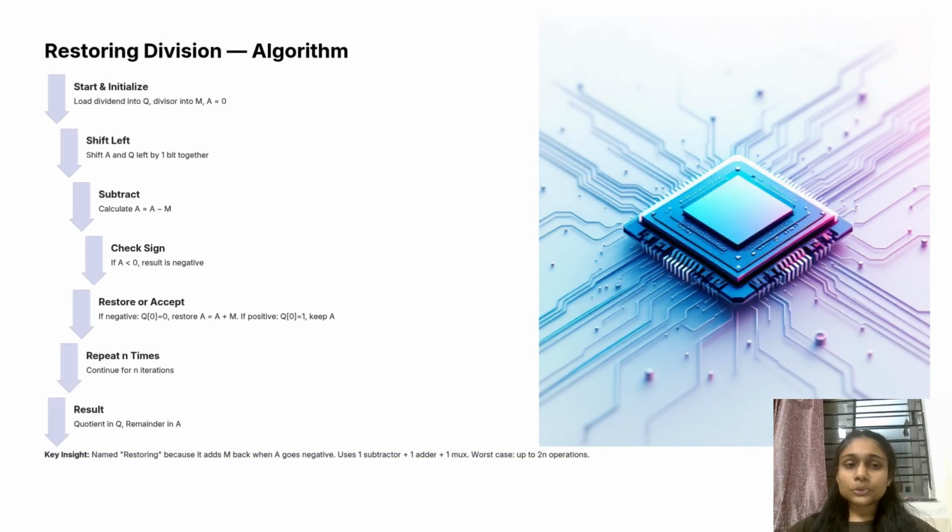So now let's move to the restoring division and its algorithm. Restoring division works on repeated subtraction. If subtraction gives a negative result, we restore the value back. First, we initialize A to 0, Q with the dividend and M with the divisor. Then we shift A and Q to the left and subtract M from A. Now we check the sign of A.